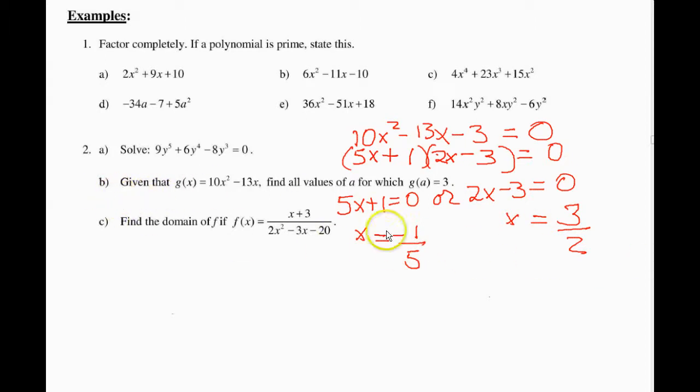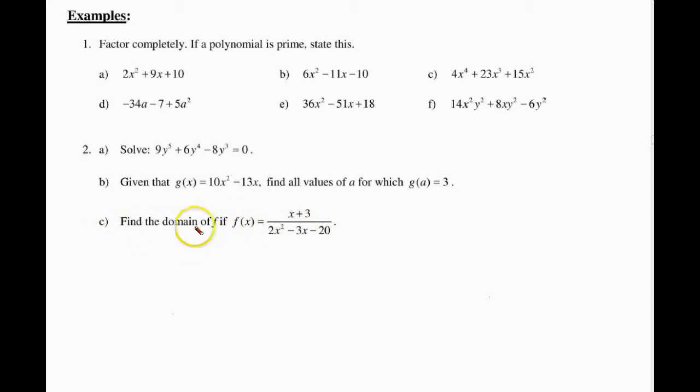Now for something like letter C, where they want you to find the domain, remember those are x values, but you can't have any x value that makes your denominator a 0. So the strategy for that is to equate the denominator to 0 and then factor it. So this is 2x. Whenever it's a prime number, it cuts down on the number of possibilities here.